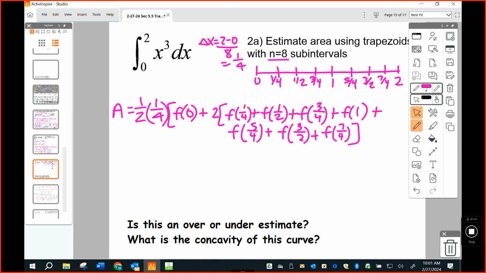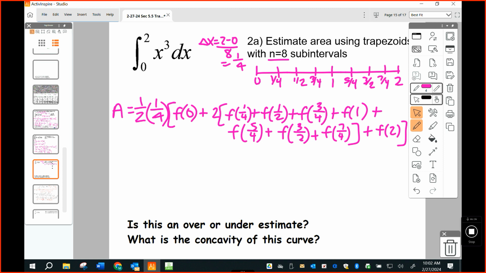We got 2 of all the middle bases: 1/4, 1/2, 3/4, 1, 5/4, 3/2, 7/4, plus we have only one little f of 2 at the end. Now, if you type this into your calculator, we can work smarter, not harder.